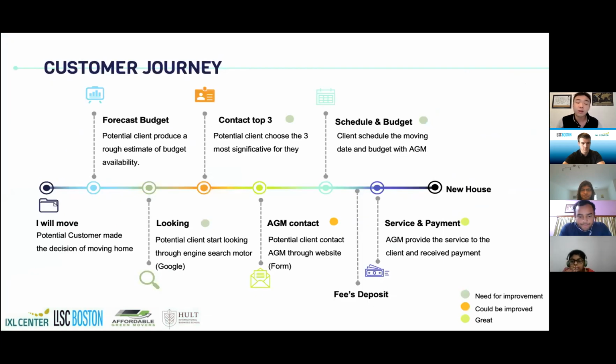The first customer journey that we have is this one. It starts with the customer saying, I'm going to move. When the person decides that he or she is going to move, she creates a forecast budget for that. Then she goes online and starts looking at her options. She finds the top three that meet the needs she wants. Then hopefully, by that time, AGM, Affordable Green Movers, is in the top three.